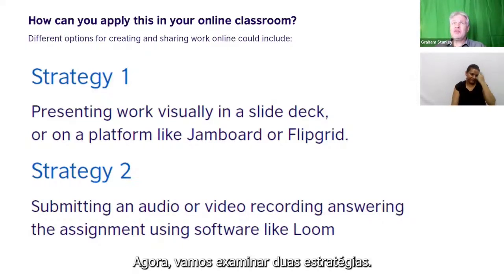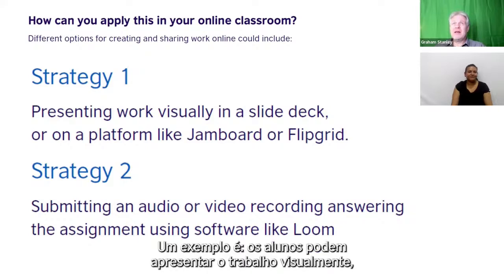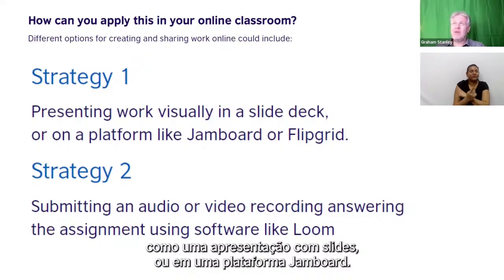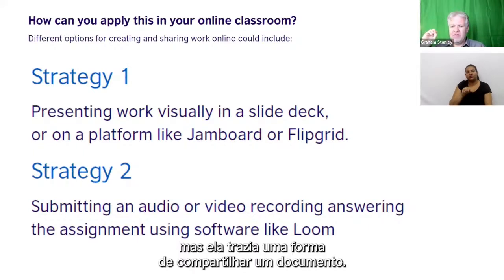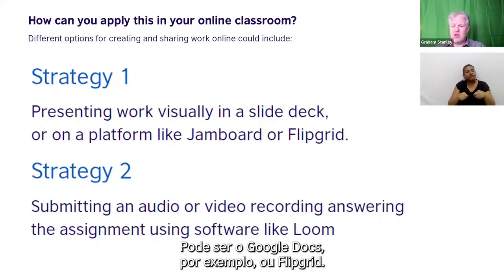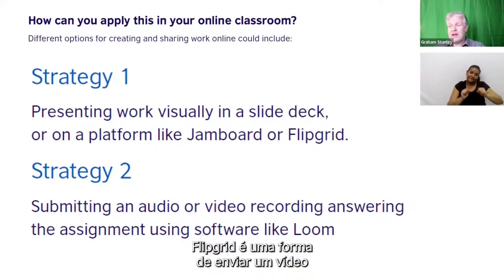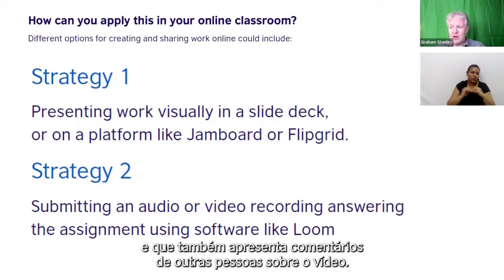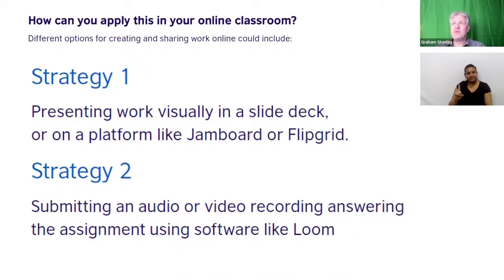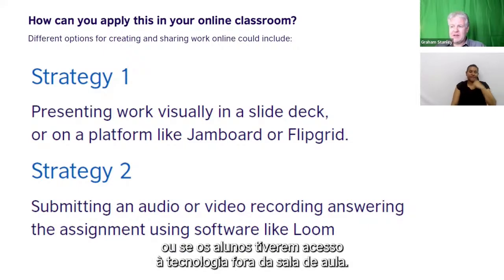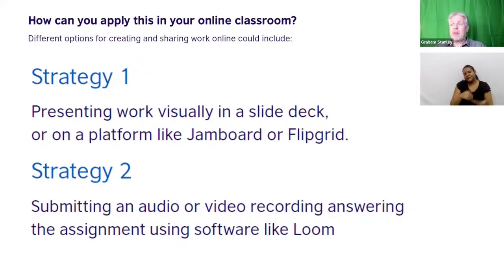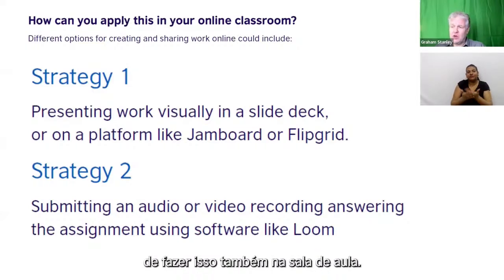Now, let's look at some strategies. One example is the students can present work visually in a slide deck or on a platform like Jamboard. Unfortunately, Jamboard is being discontinued, but it refers to a way of sharing on a document. A Google Doc could be used instead, for example, or Flipgrid. Flipgrid is a way of uploading a video and then having other people comment on the video. So these are 2 ideas if you have access to technology, or if the students have access to technology outside of the classroom. I'm sure you can think of other ways that you can do it in the classroom as well.